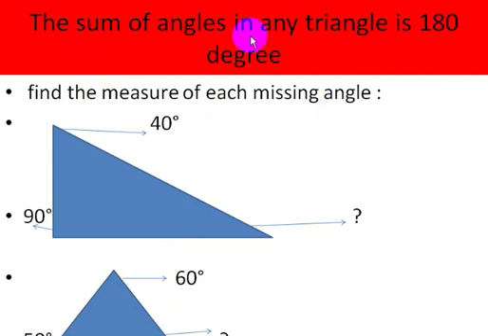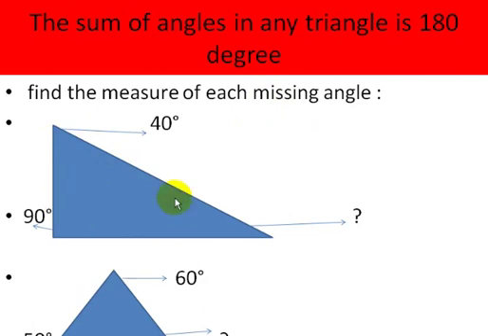Now, what about the sum of angles in any triangle? The sum of angles in any triangle is 180 degrees. It is always 180 degrees. It means the sum of the three angles together. Find the measure of each missing angle in its shape.